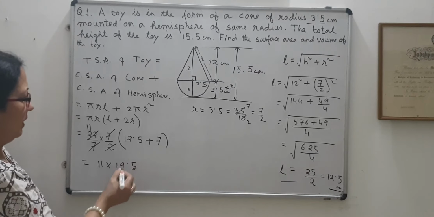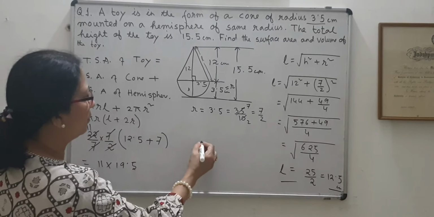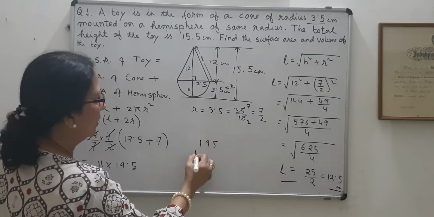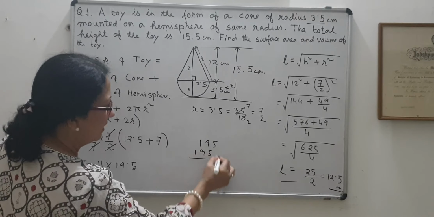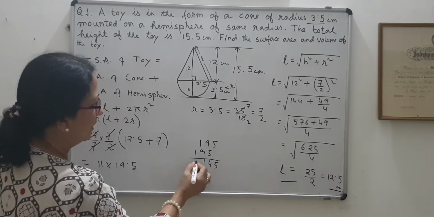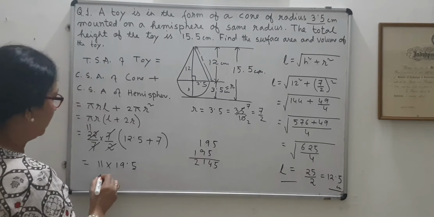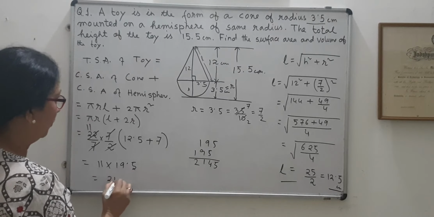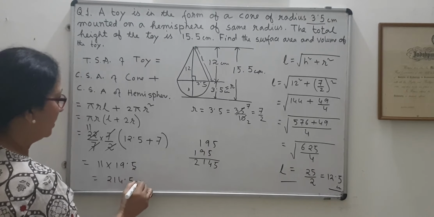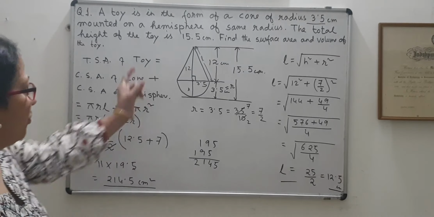So whenever I multiply something with 11, the calculation is very easy, you know. So 11 into 195. We shift one place, then we add. So 5, 4, 1, 2. Isn't it? So it will be your 214.5 centimeter square. So that is the total surface area of the toy.